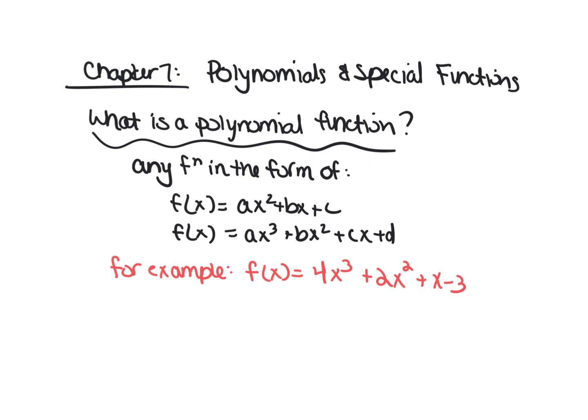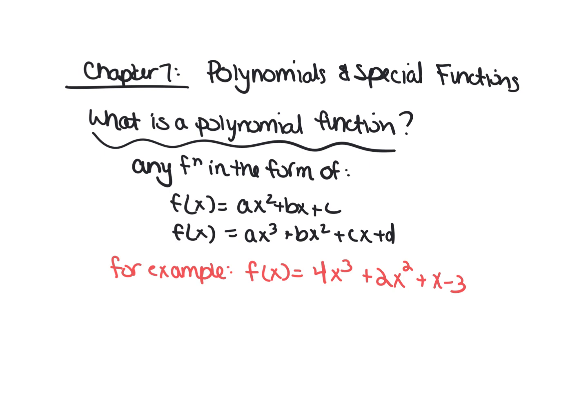It's in the form of f of x equals ax squared plus bx plus c. We could make it a cubic function, which is degree 3. We could make it a quartic function, which is degree 4, and so on. So I have an example here, which is in red, which is 4x cubed plus 2x squared plus x minus 3, and that's a polynomial function. You just need to make sure your exponents are integers and they're positive.